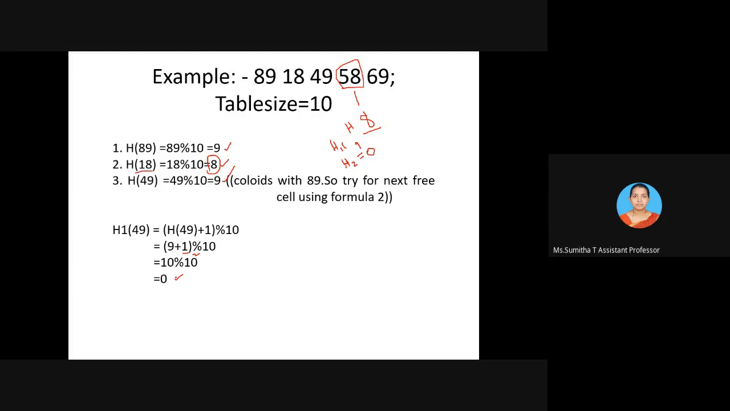Others, able to follow? H2 of 58 is 0. 0 is also already occupied. So we will go with H3. What is the value of H3? 1. So I can insert here. Okay, this is the way we can go with linear probing.